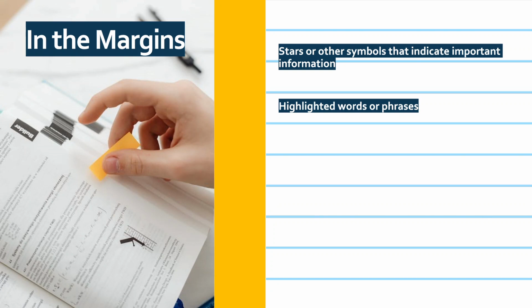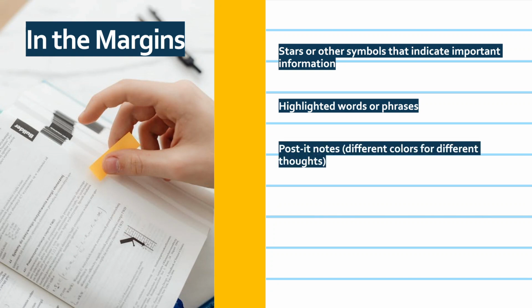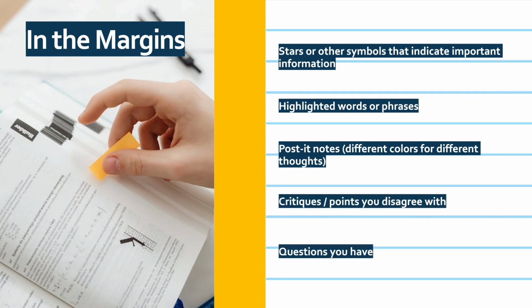A great method for annotating would be through the use of post-it notes. Use different colors to help differentiate anything you might want to think further on or challenge. This is also helpful for highlighting between critiques and questions you might have.